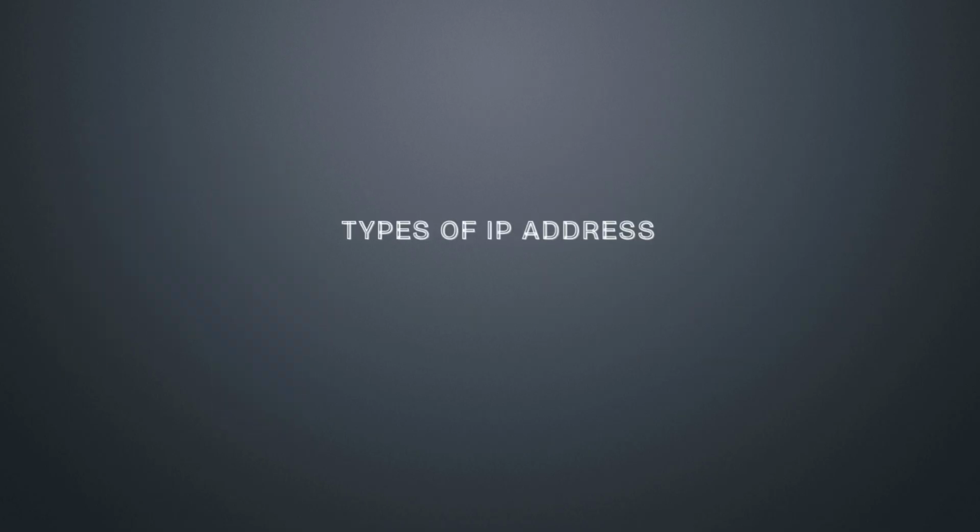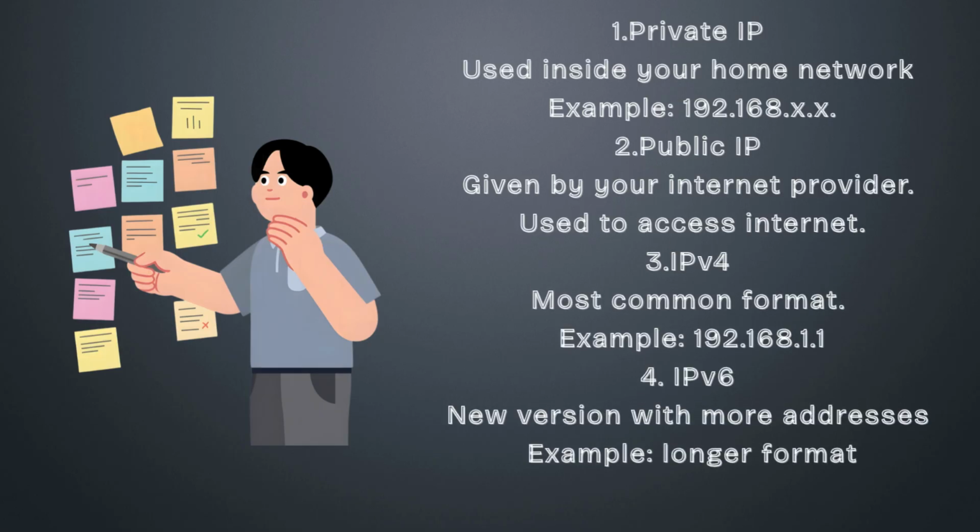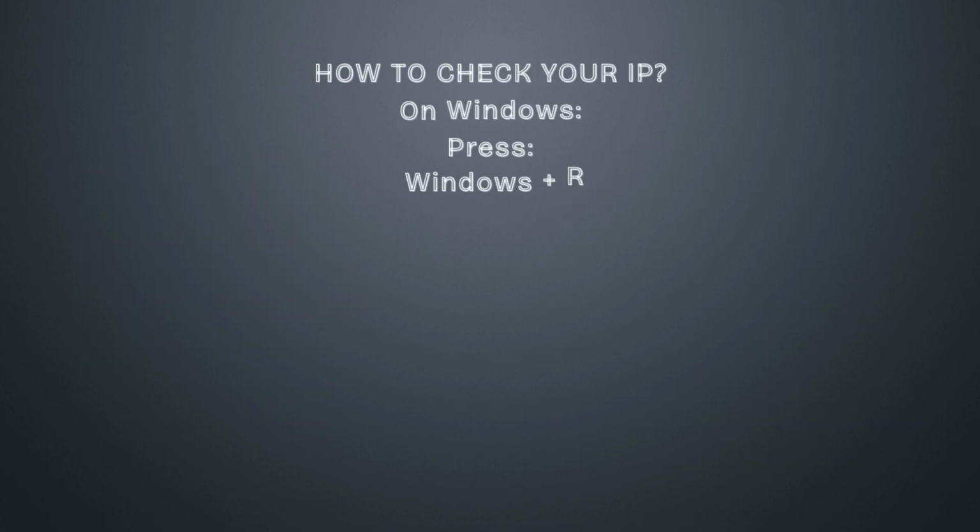Types of IP address. 1. Private IP. Used inside your home network. Example: 192.168.x.x. 2. Public IP. Given by your internet provider. Used to access the internet. 3. IPv4, the most common format. Example: 192.168.1.1. 4. IPv6. A new version with more addresses. Example: a longer format.